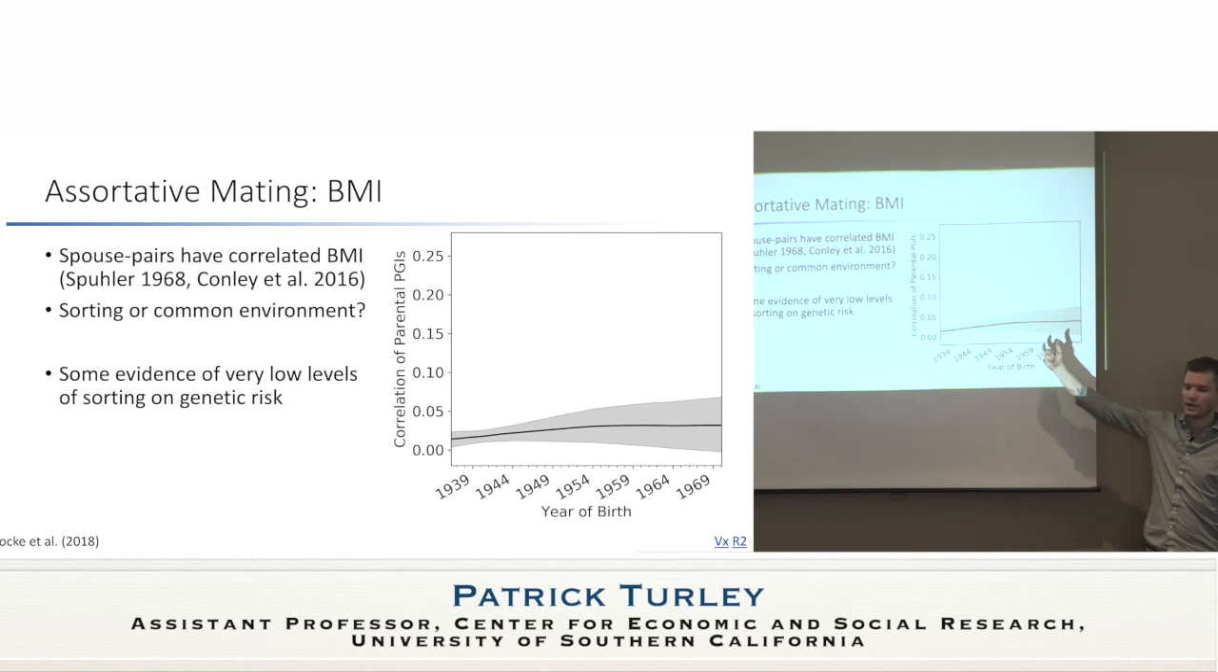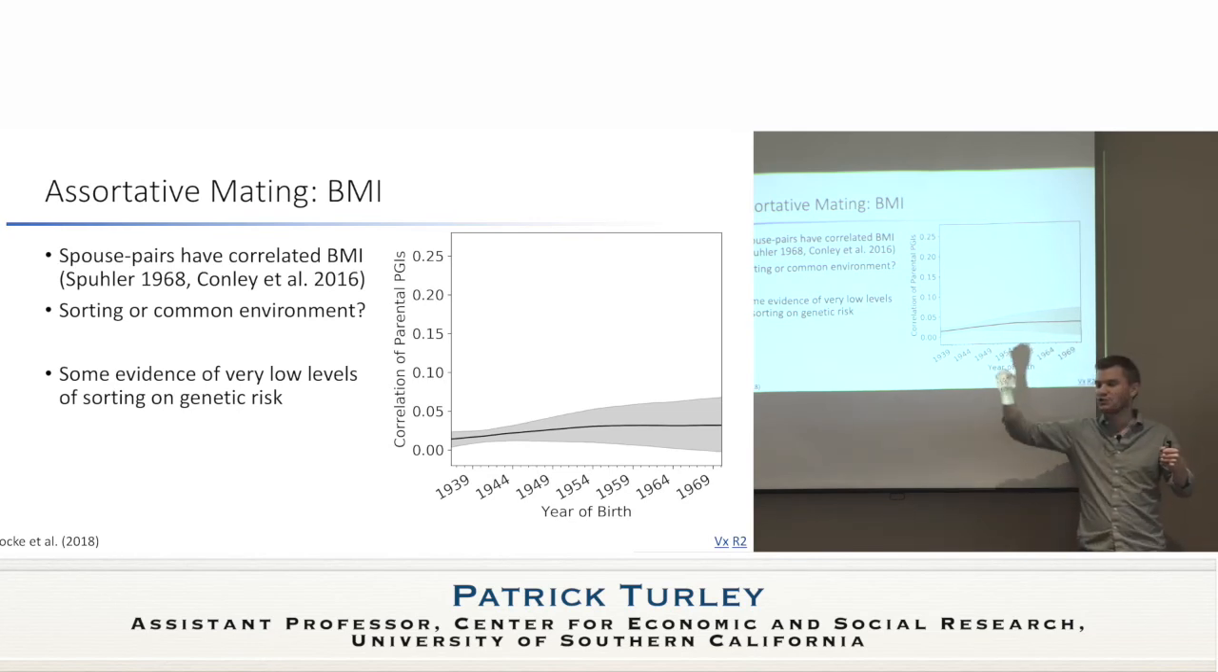The relationship between the sorting on the PGI and the sorting on the phenotype is a function of the predictive power of the PGI as well. And so that's a thing that you need to take into account. But going from PGI sorting to phenotype sorting requires assumptions about the assortative mating model.